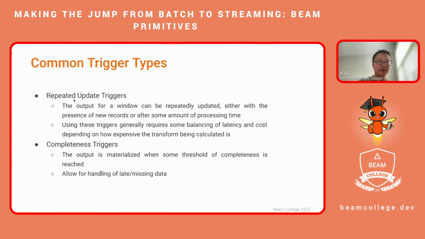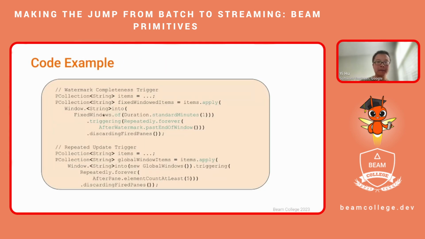So the common types of trigger: the first one is the repeated update trigger. The output for a window can be repeatedly updated, either with the presence of new records or after some amount of processing time. Using this trigger generally requires some balance of latency and cost, depending on how expensive the transform being calculated is. And the second type is completeness triggers. When the system thinks the output can be materialized, it will fire the trigger. This allows handling late or missing data. And we'll have some examples.